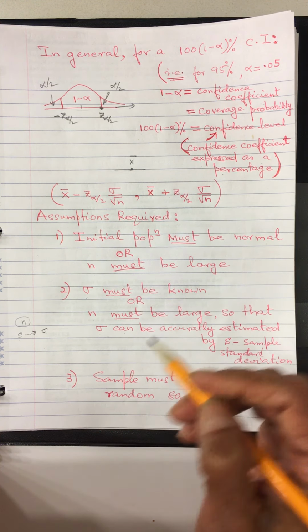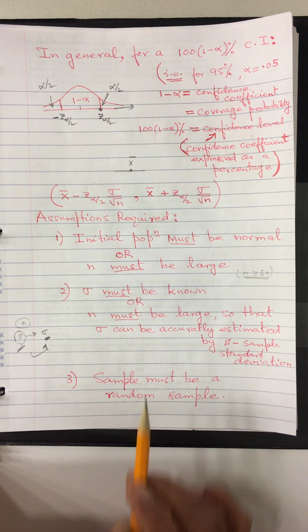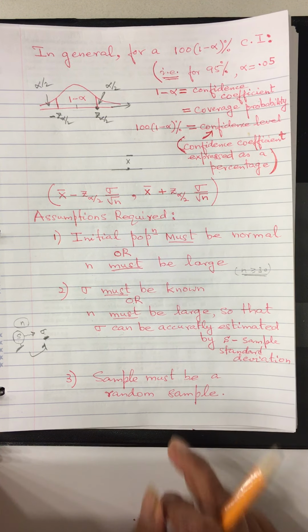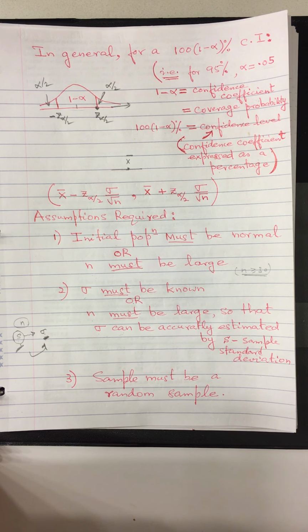Okay, so the second condition: sigma must be known, or n must be large, so that way an unknown sigma value you can replace by s. By the way, if you know the sigma value, you never replace it by s, because if you know this value, you never replace that known value by an estimate. This is only an estimate for that. Okay, don't do that. All right, so the sample must be a random sample. In the next video, I will do some examples.